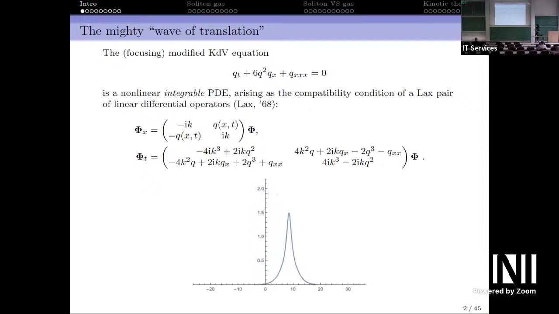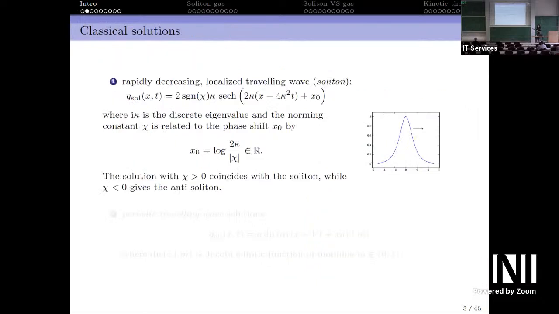So what are the classical solutions? I already showed you in the previous video some soliton solutions. So we still have solitons arising as solutions of mKdV. These are rapidly decreasing localized traveling waves. The expression of the single soliton solution is a hyperbolic secant that you can see over here, with velocity 4 kappa squared. Kappa is a point in the discrete spectrum. I have a sign of chi, where chi is the norming constant if you think in the spectral setting.